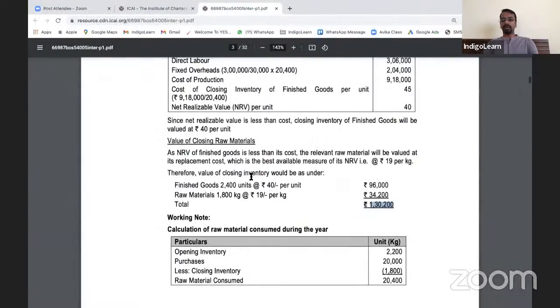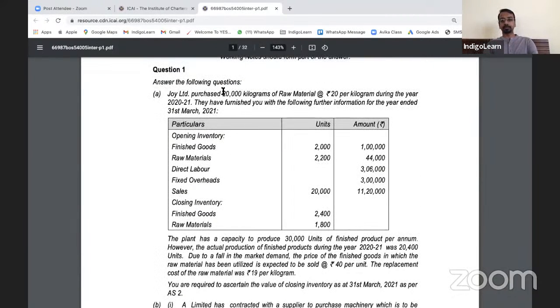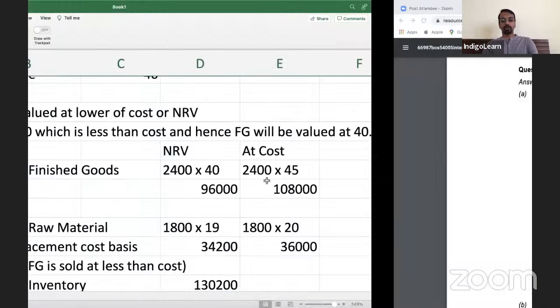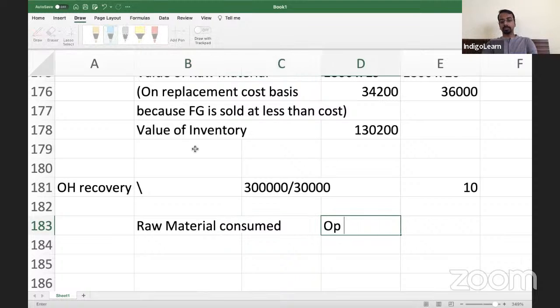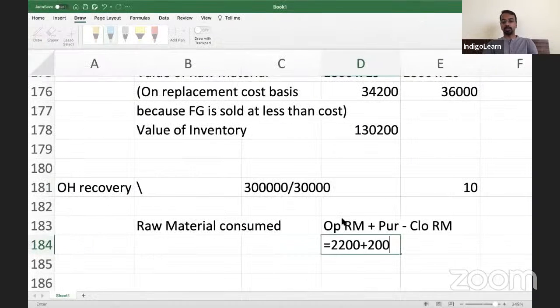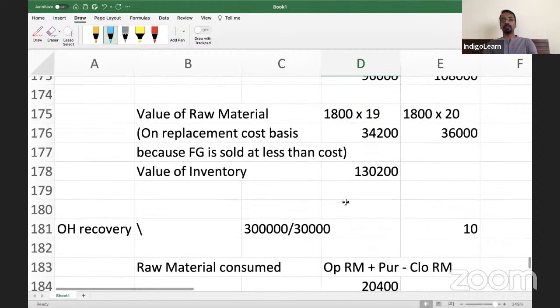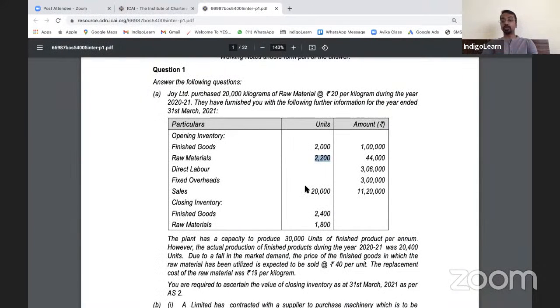Which may not be really relevant in this question because the question itself has said 20,400, but it is good that you check it in the examination. Otherwise, if there is any balance figure, there may be a mistake. So we can add that. Raw material consumed. You will apply the concept of costing. What is that? Opening raw material plus purchases minus closing raw material. This is more for reconciliation. What is opening? 2,200. Purchases 20. Closing 18. So 2,200 plus 20 minus 1,800 gives you 20,400, which is the consumption that we have considered while calculating this. Okay, it is clear from the question that 1 unit is used to manufacture 1 unit of finished goods.